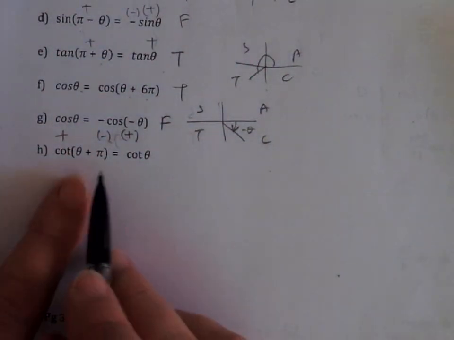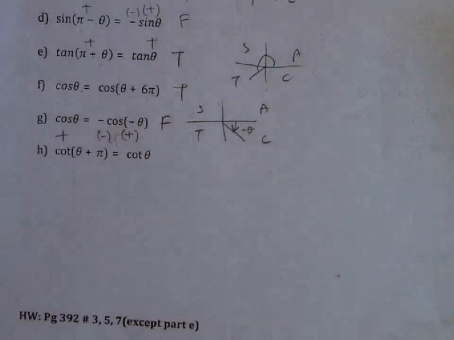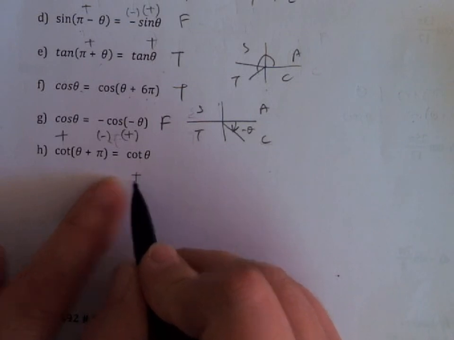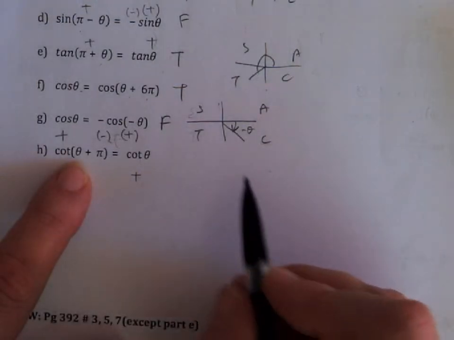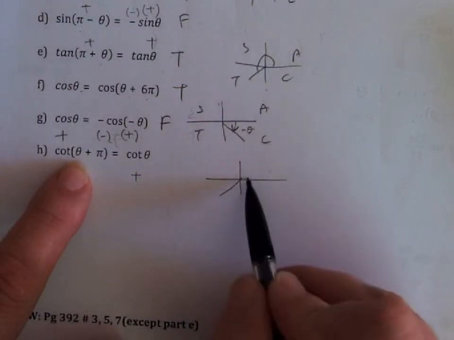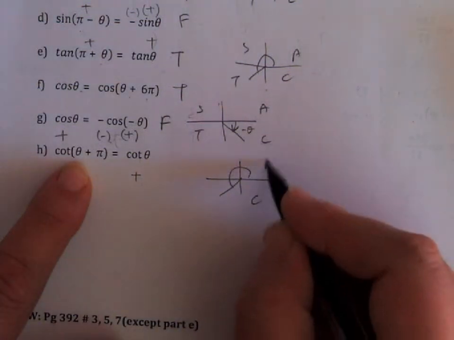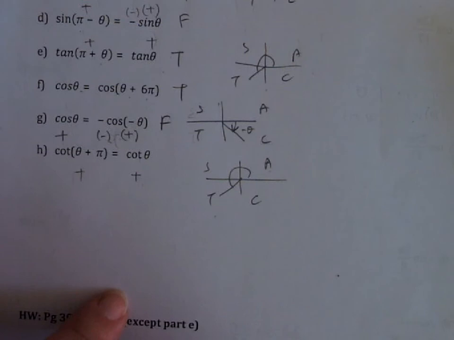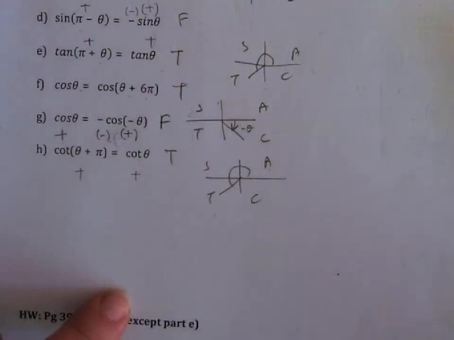The last one, cotangent. You should think in terms of tangent. So tangent theta is positive. Cotangent of theta plus pi is in the third quadrant, where tangent is positive too. So positive, positive. This is true.